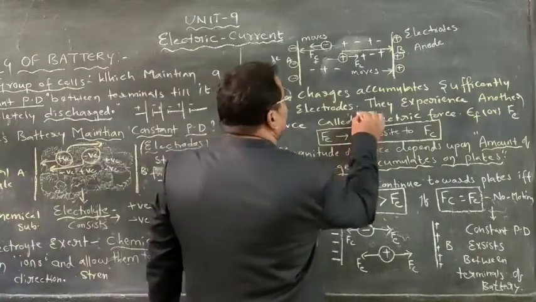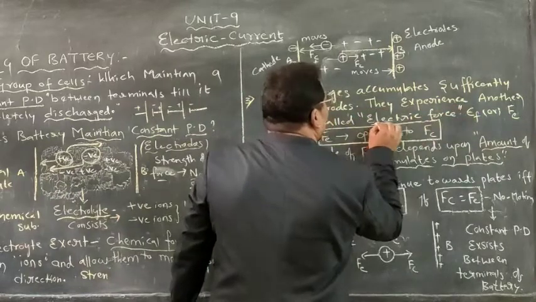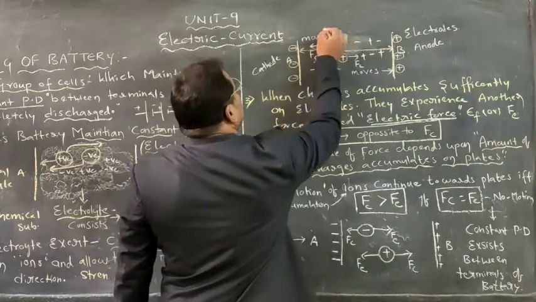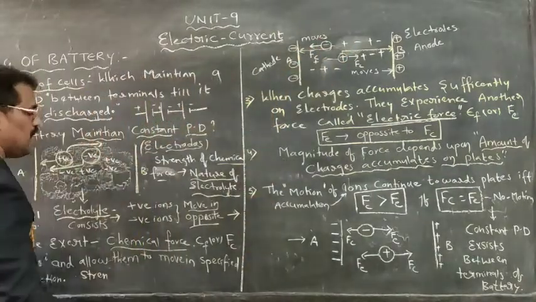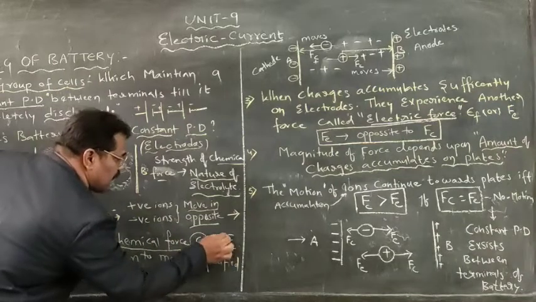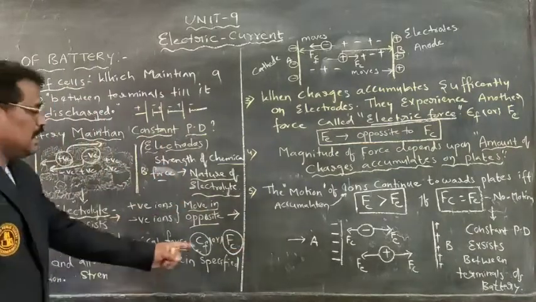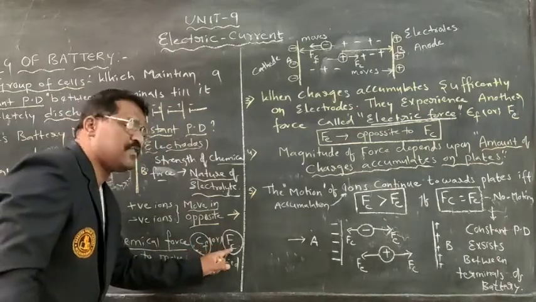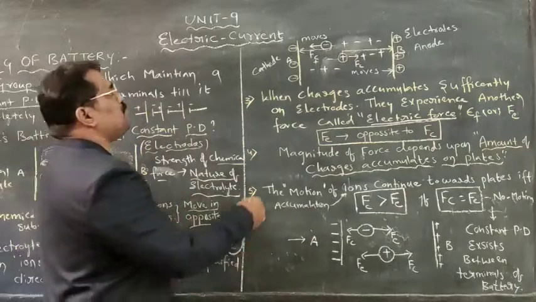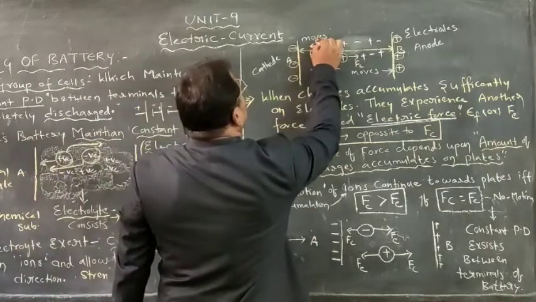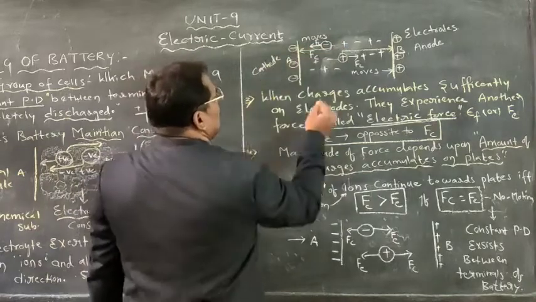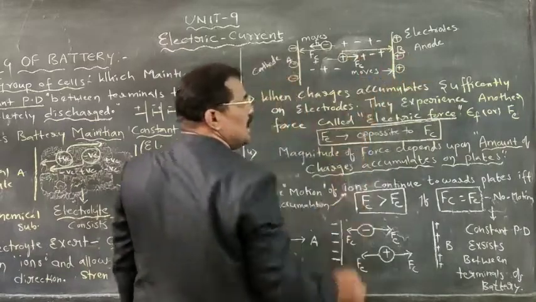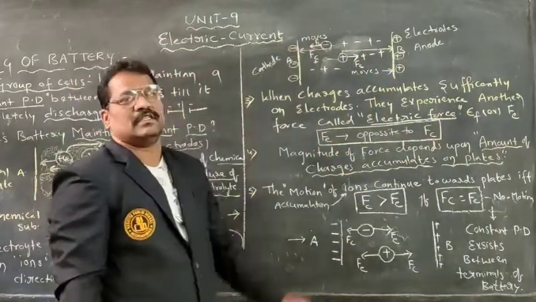There will be one more force experienced. That force is called electric force. Till that time, only chemical force is acting. Chemical force can be represented by CF or FC; in the textbook, it is FC, the force of chemical. If you observe here, chemical force acts in this direction on the negative charge, and on the positive charge, chemical force acts in the other direction. Only one force is existing.